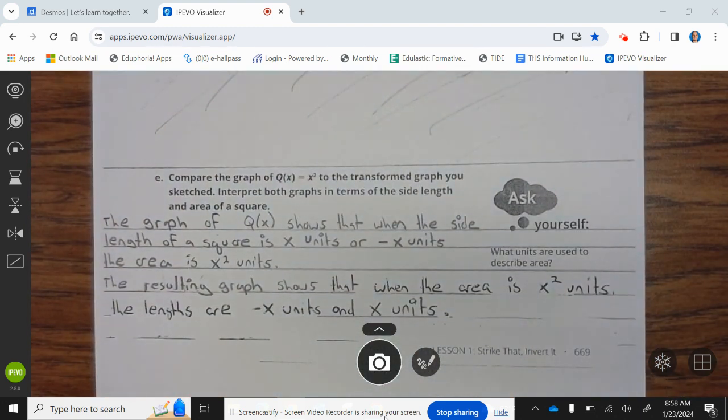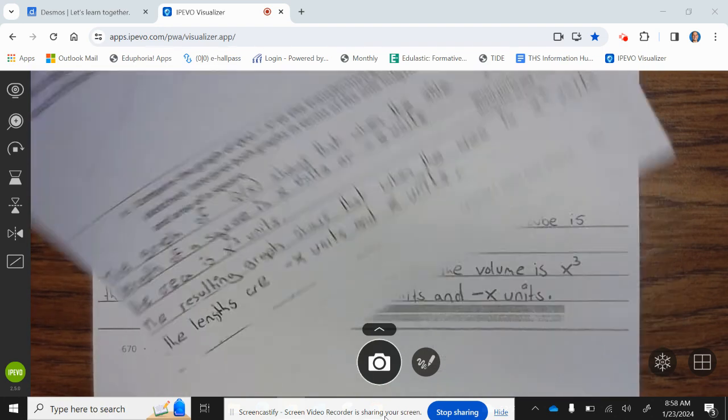E. Compare the graphs of Q of x equals x squared to the transformed graph you sketched. Interpret both graphs in terms of the side lengths and the area of the square. The graph of Q of x shows that when the side length of a square is x units or negative x units, the area is x squared units. The resulting graph shows that when the area is x squared units, the lengths are negative x units and x units. Let's take a look at the next page.